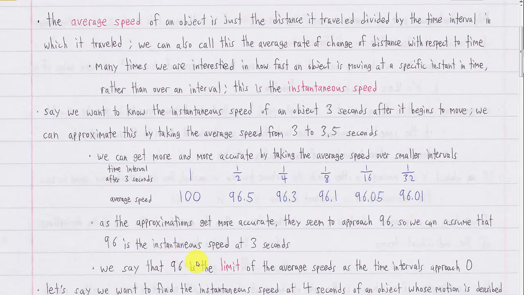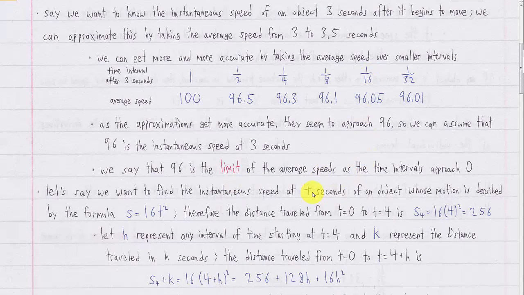So we can say that the limit of the average speeds as we took shorter intervals closer to 3 approached 96. So the way we calculate instantaneous speed is not by taking distance over time, like with average speed, but it's the limit of the average speeds as we get closer and closer using shorter intervals. Now, obviously, we don't want to make a table every time we have to calculate the instantaneous speed, so let's look at how to do it with equations.